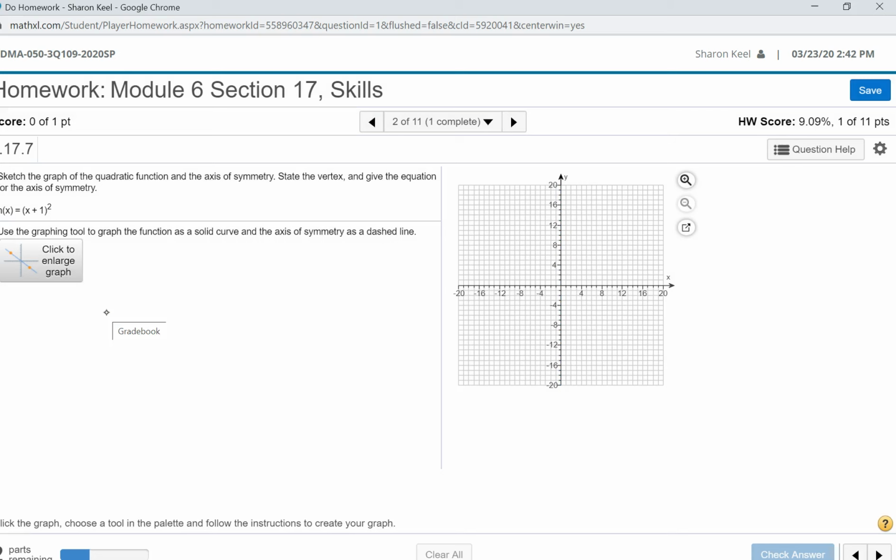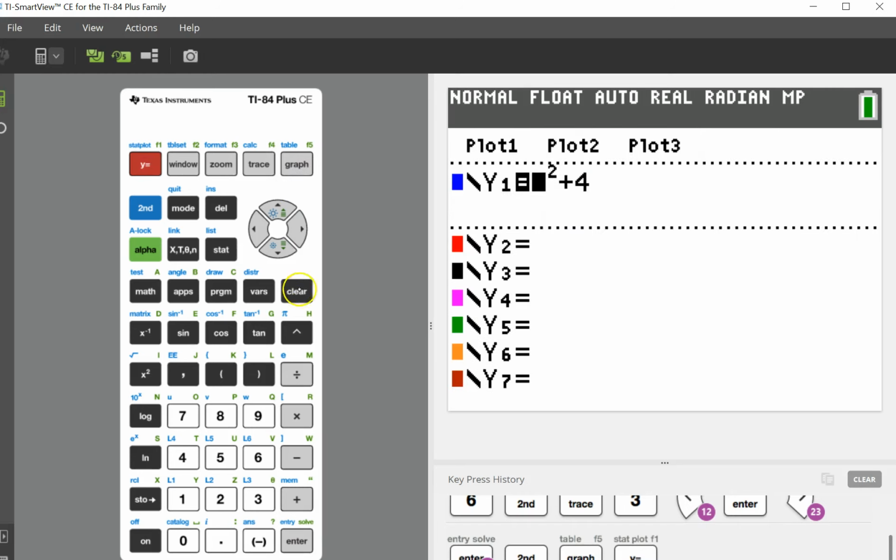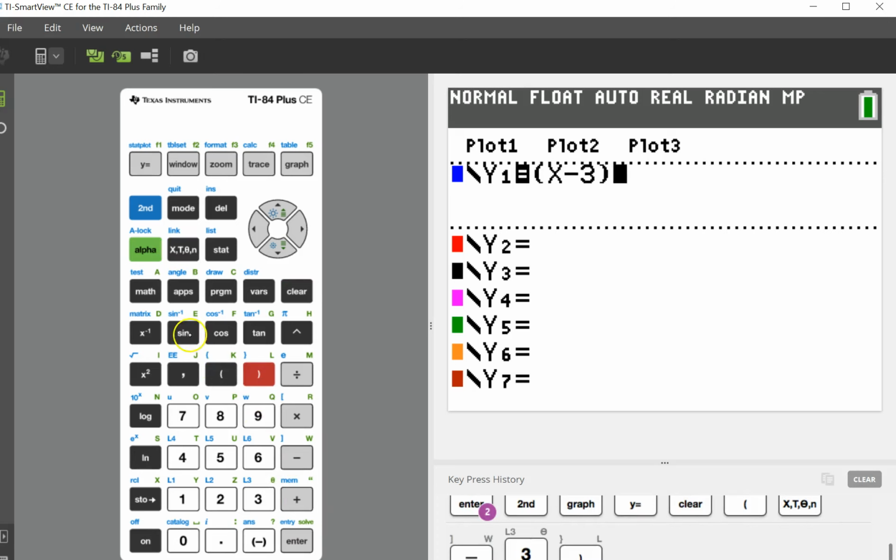Okay. I'm going to skip ahead a couple of questions. Most of these are going to generally be about the same. So let's go a couple of questions over, and let's try this one. We have x minus 3 squared plus 7. So y equals, I'm going to clear, do my parenthesis, x minus 3 squared plus 7. And they want me to graph this.